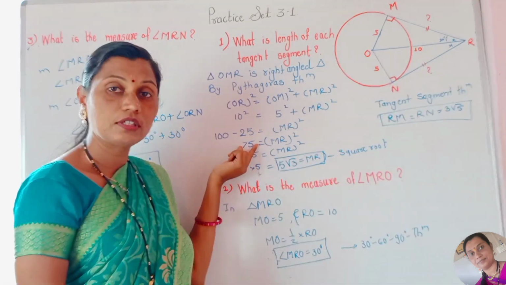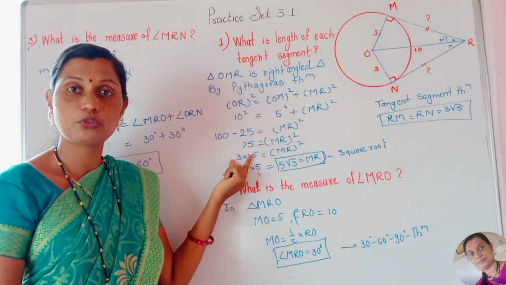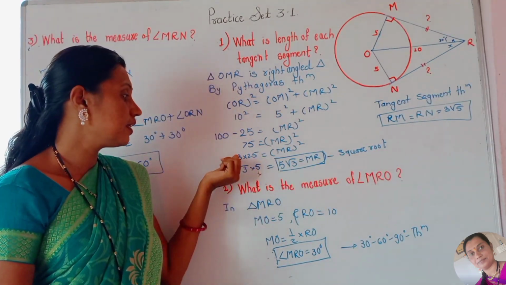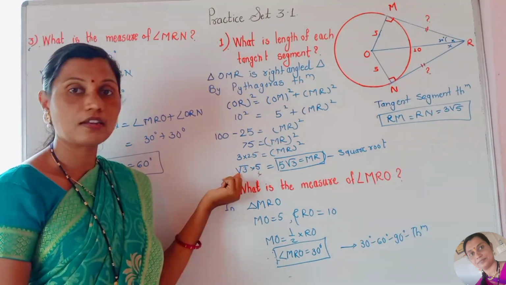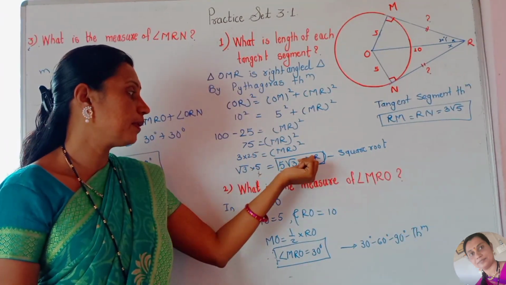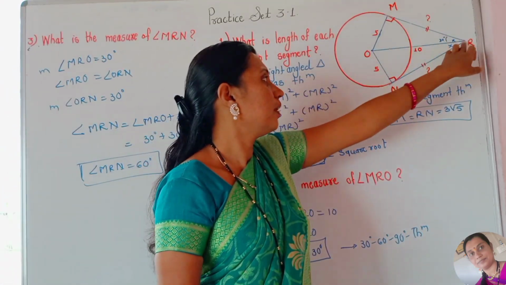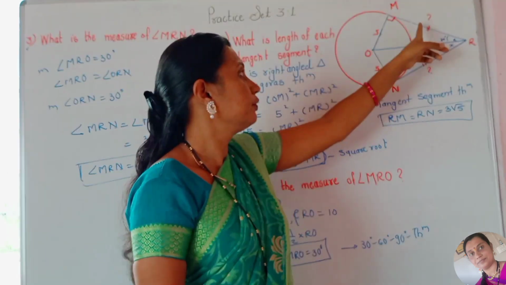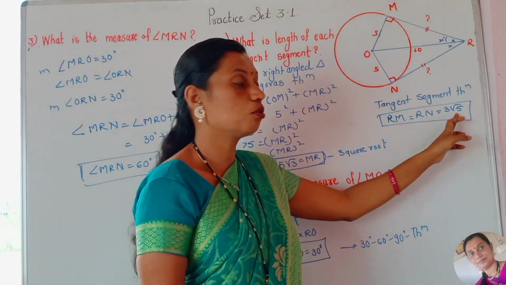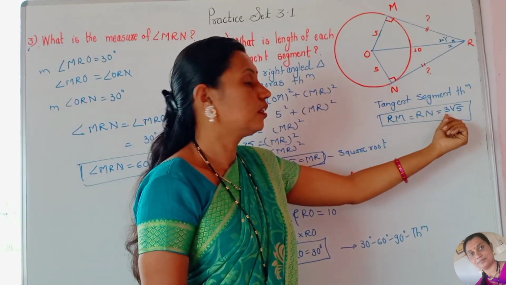We don't know the square root of 75, therefore I factorize 75 as 3 into 25, because 25 is the square of 5. Now taking the square root, the square root of 3 we don't know, therefore we write it as it is under the square root, and the square root of 25 is 5. Now we can write the value of MR is 5 root 3. Now by the tangent segment theorem, RM and RN are always equal. We find RM or MR is equal to 5 root 3. Therefore RN is also 5 root 3. Okay, both tangent segment measurements are 5 root 3.